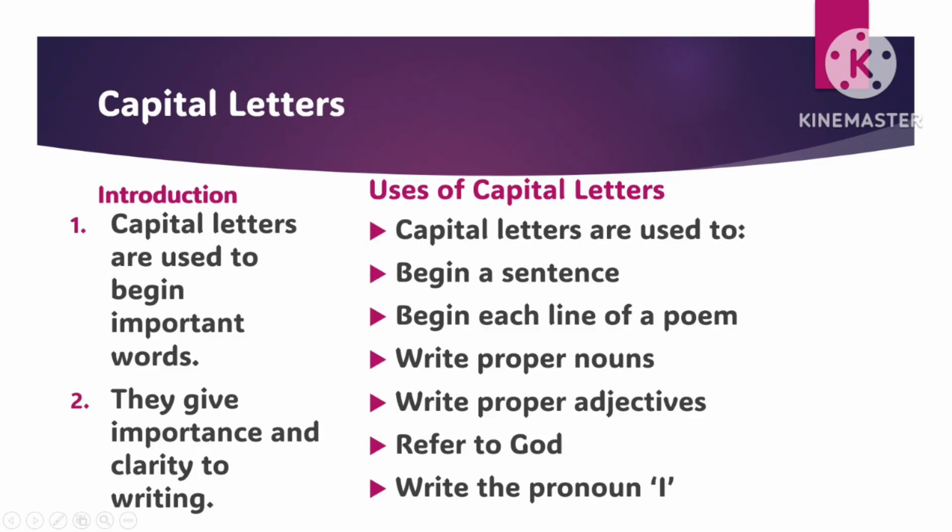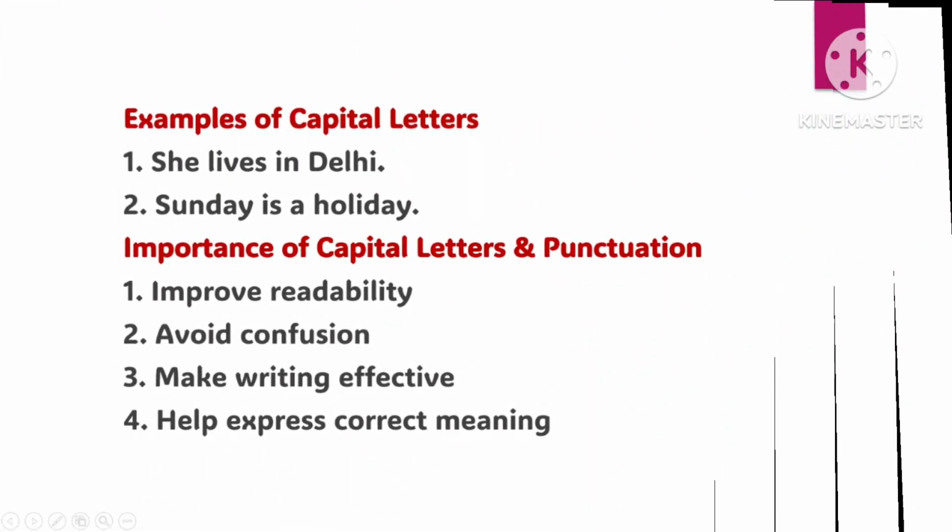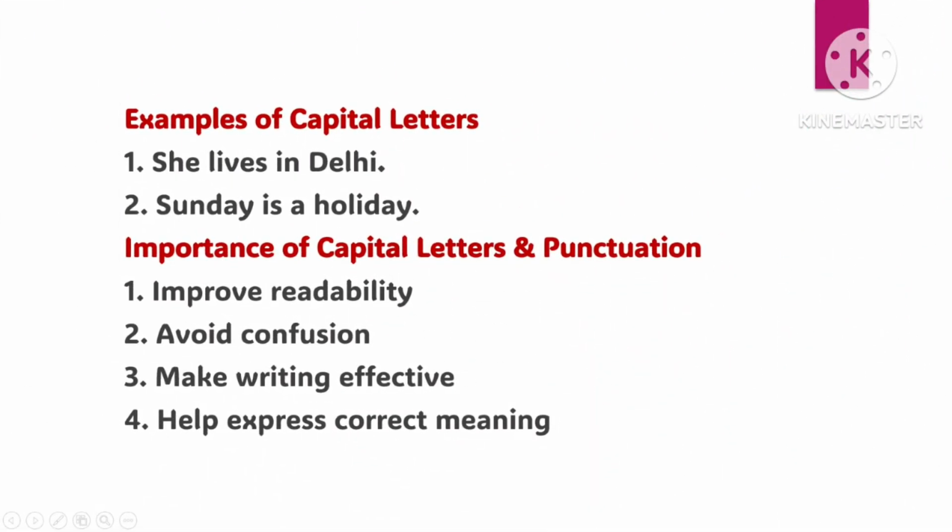Now we can understand it more clearly by some examples. You can see the first example: she lives in Delhi. Now Delhi is a proper noun, so that is why D is capital over here, and the beginning word of the sentence starts with the alphabet S here, so it is also capital. Now, Sunday is a holiday. In this, S is capital as it is the starting alphabet of a sentence.